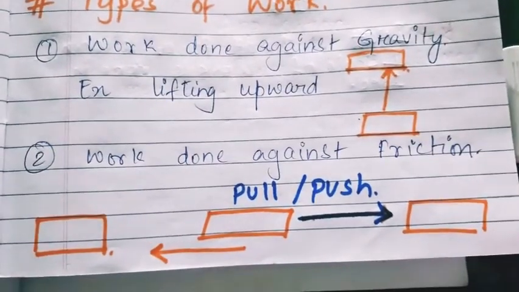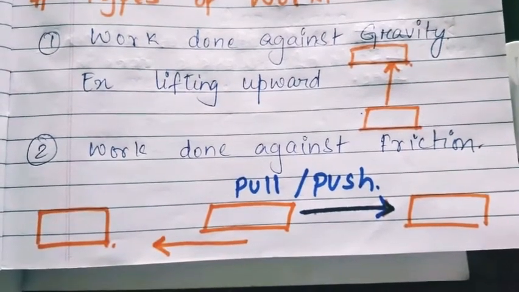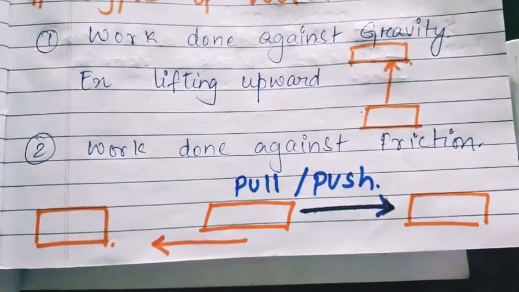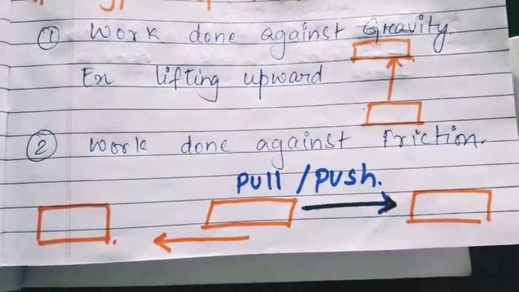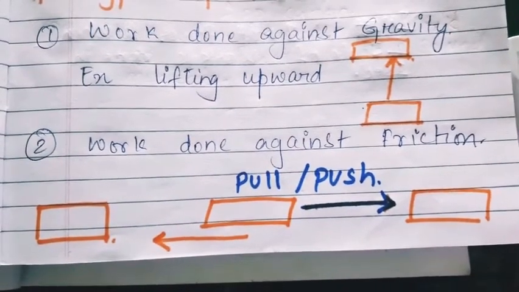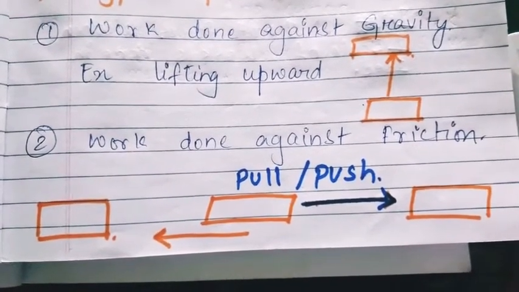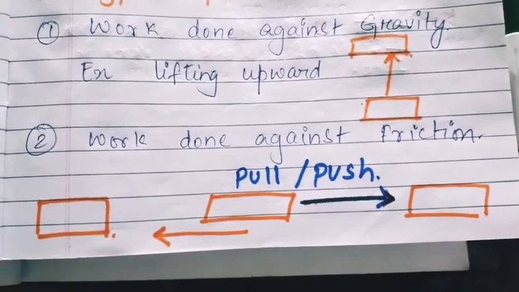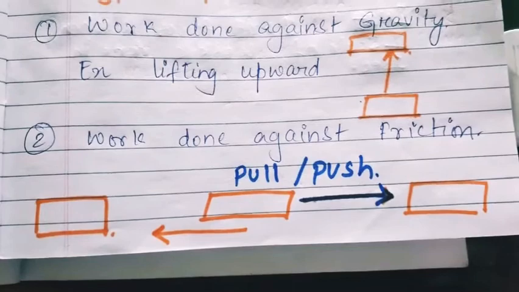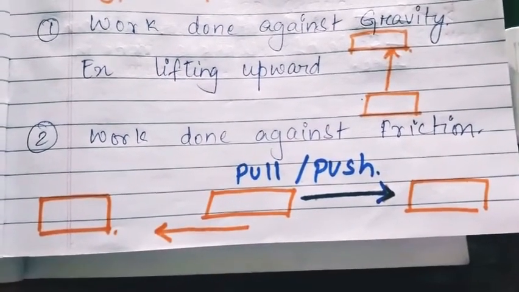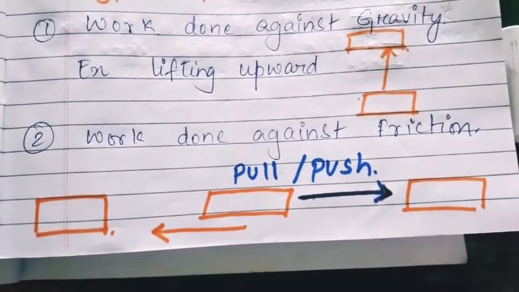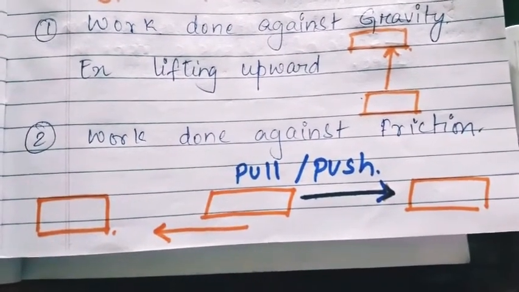Another work done is work done against friction. Friction is something which stops any object from moving. That force which stops any object from moving by itself is known as friction. To overcome that friction, when we drive a vehicle, we apply the accelerator. When we press the accelerator, we apply more force than the friction, and then the vehicle will go forward.